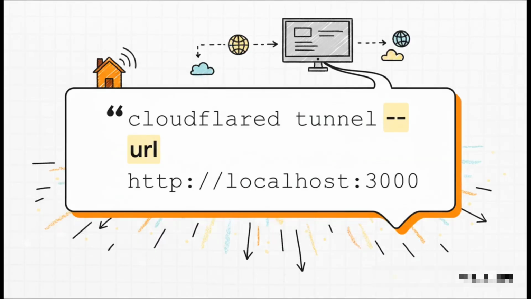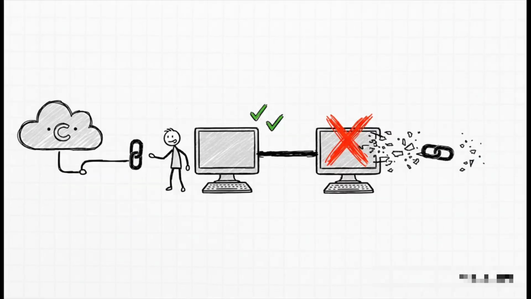And this is the magic command right here. You just pop open your terminal, type cloudflared tunnel, add the --url flag, and point it straight at your local server. In this case, http://localhost:3000. You hit enter, and that's it. You're done. The second you hit enter on that command, Cloudflare instantly spits out a random temporary public URL. It'll look something like randomname.try.cloudflare.com.